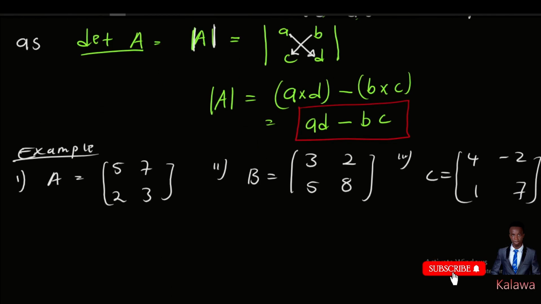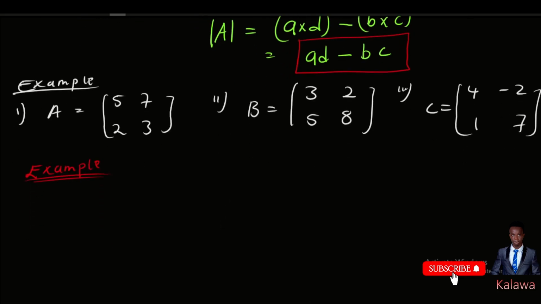So let's take a real example here. Example 1, we are given matrices A, B and C, with elements 5, 7, 2, 3 for A. In this example, I will take one example and solve, and you are going to solve the remaining examples. I'll choose C. We are given C as 4, minus 2, 1, and 7.